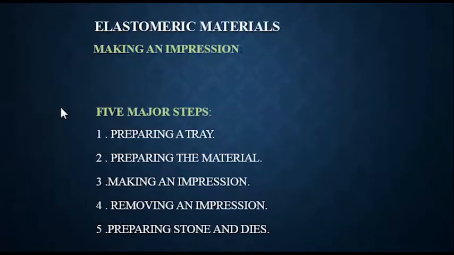Now coming to elastomeric impression materials, the steps in making an impression are: first you have to prepare the tray. Then you have to prepare the material, then make an impression, remove the impression, then you have to prepare stone and dies.